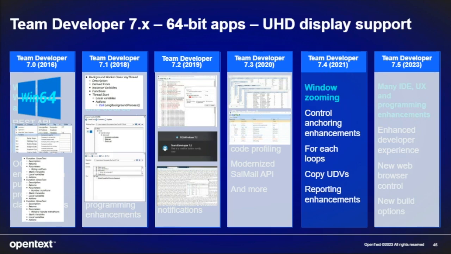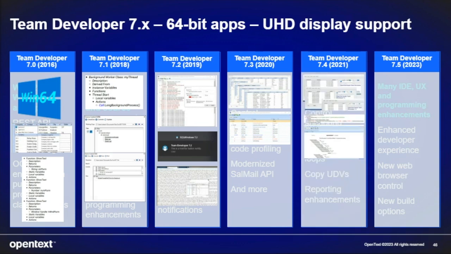And then also in programming, we got for each loops that make programming loops very, very easy. You can now copy UDVs with one line of code. You don't have to create your own loops to do that. And many reporting enhancements were available in Team Developer 7.4. Like, for example, 16 break groups is one of the things that I recall from scratch. And window zooming there at the top.